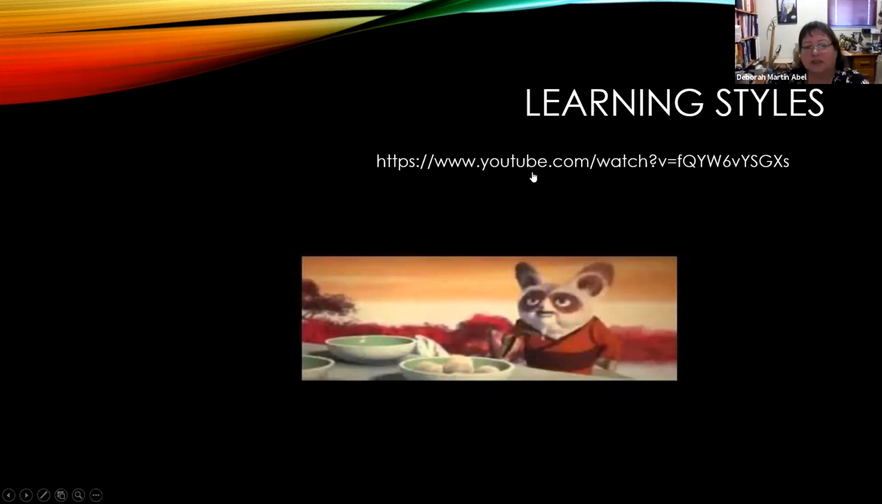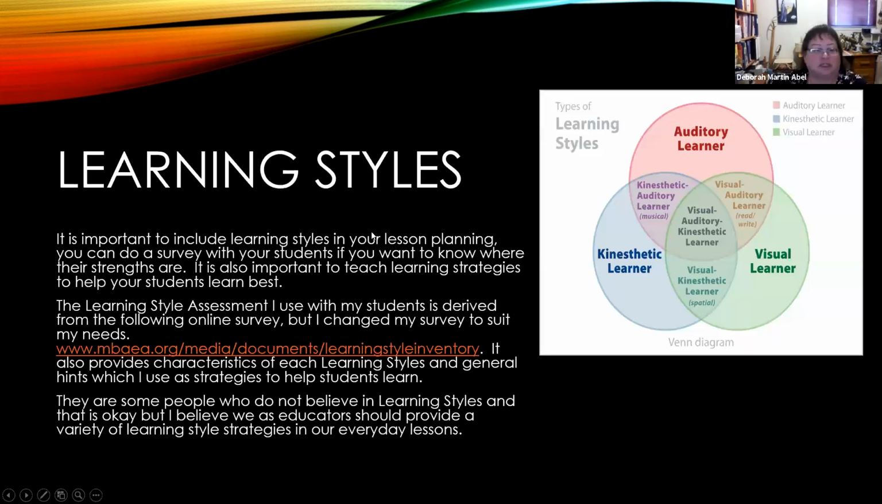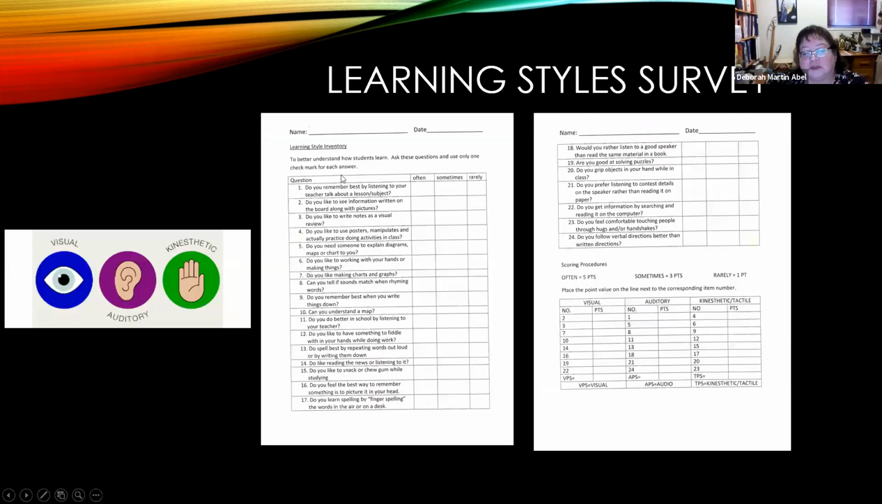Another thing that I do is learning styles. And I had a video there, but I think it's going to take too much time. And this highlighted one is kind of like an adult version of finding out your learning style. And the person I work with, we changed it to suit our needs, but it's basically the same kind of question. And it says, do you remember best by listening to your teacher talk about a lesson or subject? And we put often, sometimes, or rarely. I think the other one says seldom, and kids didn't know what seldom meant. And also we changed the questions because the adult one says something about smoking or something.